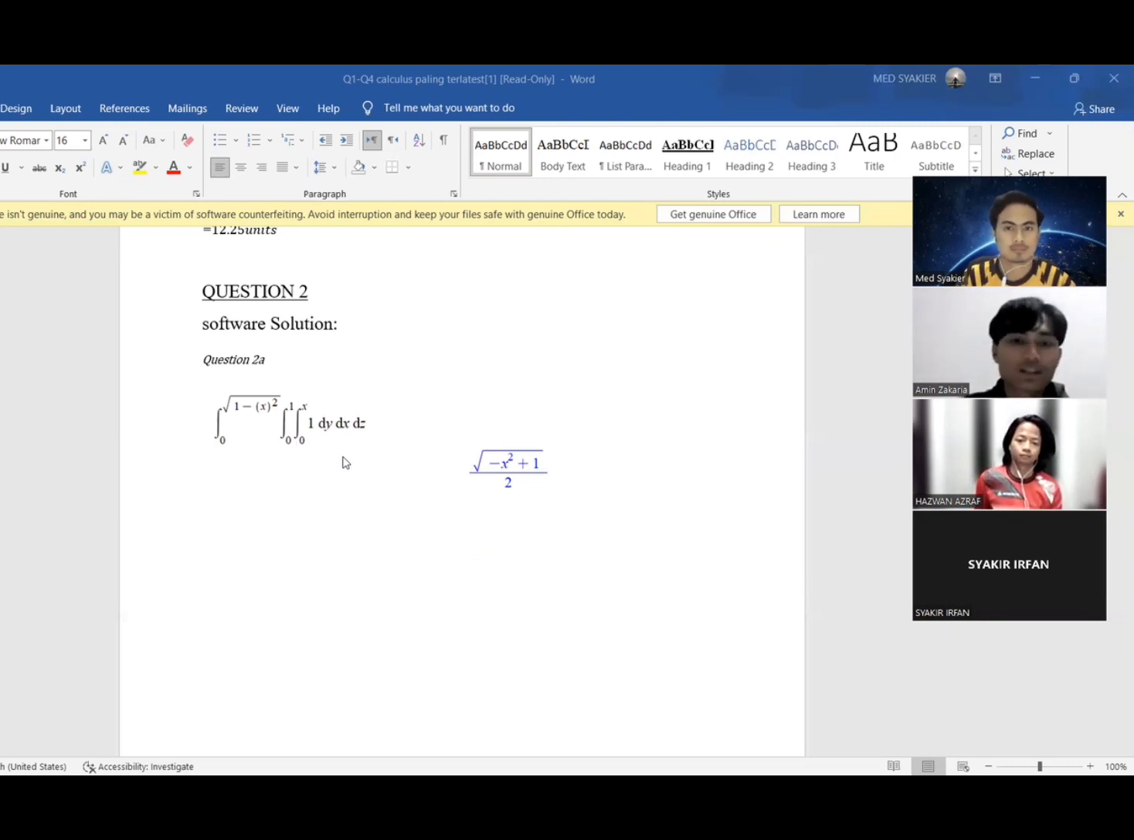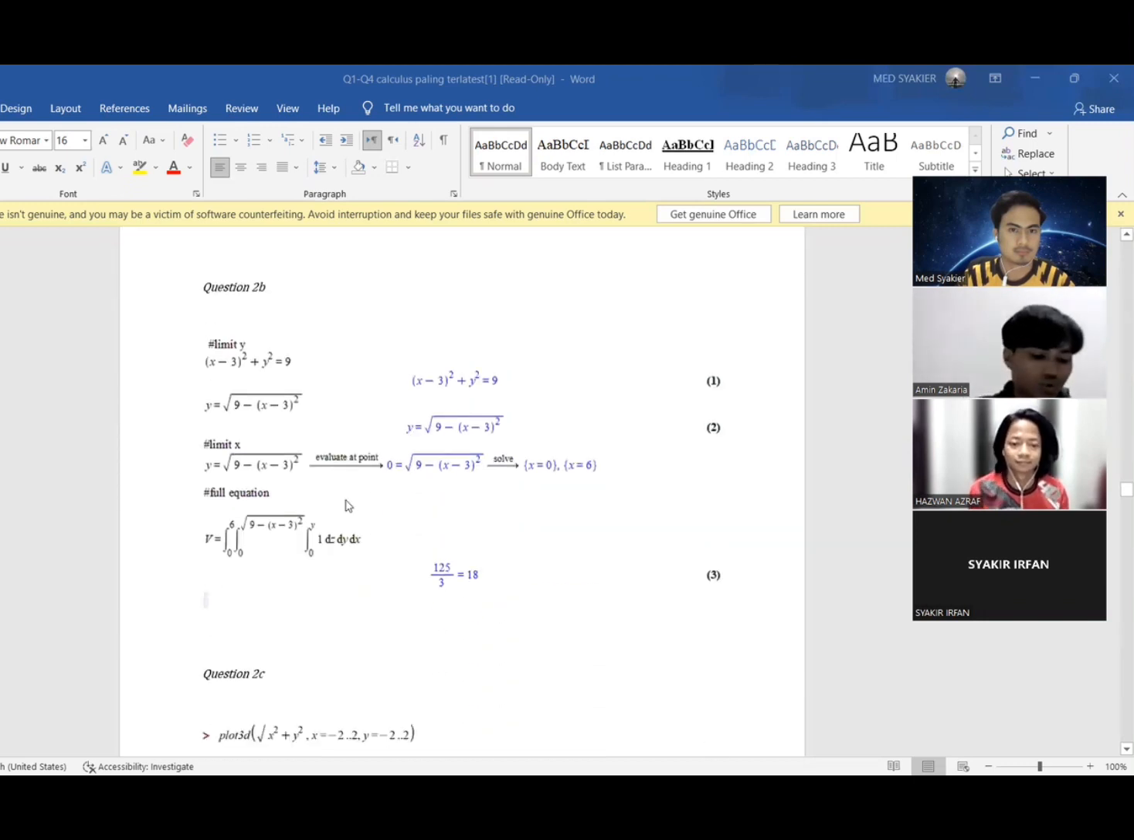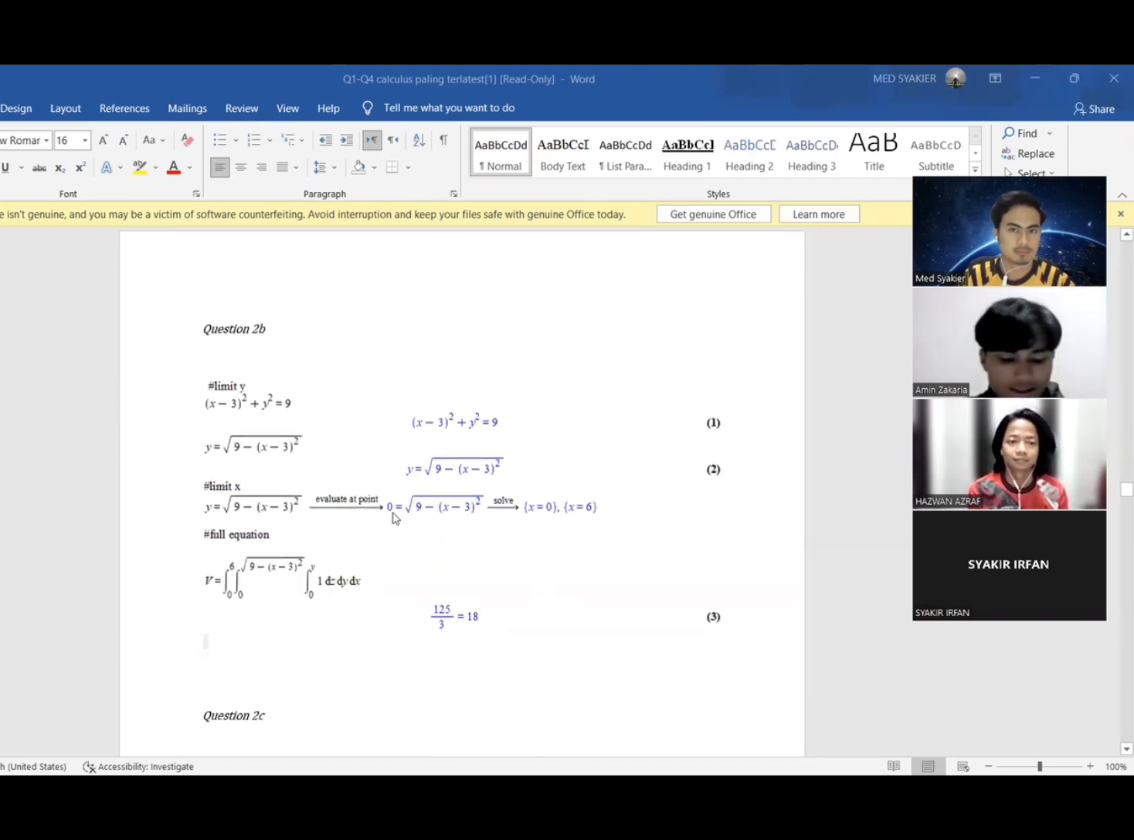After that, we have to evaluate the integral. So just type it as I show on the screen right now. So you will get the answer, which is the same as the calculation. For the next question, which is question 2B.